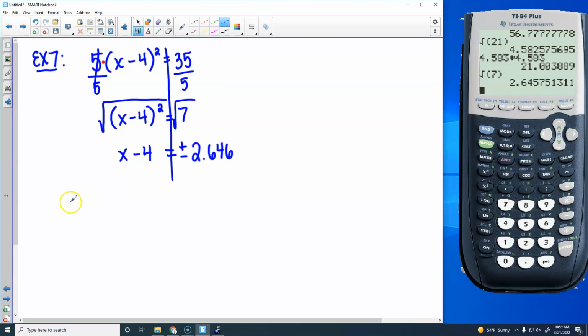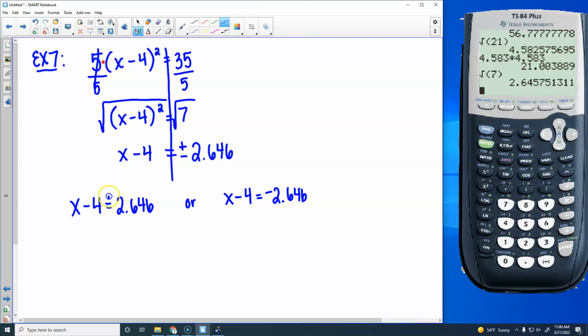Make two equations. So x minus 4, it could equal positive 2.646. Or you could have x minus 4 equals negative 2.646. So, Julian, whenever we have that plus or minus, at that point you want to split it into two equations because you can't solve it with a plus or minus there.